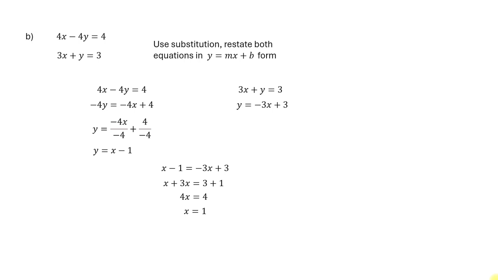We take that x value of 1, we plug it back into one of the equations and solve for y. So we can say 3 times 1 plus y equals 3, y equals 0. Our point of intersection, or the solution for these two equations, is therefore 1, 0.